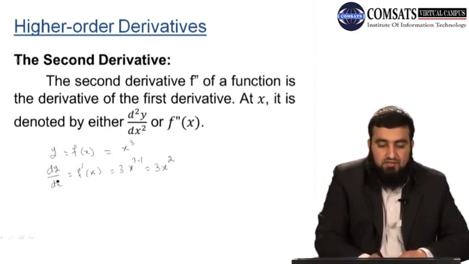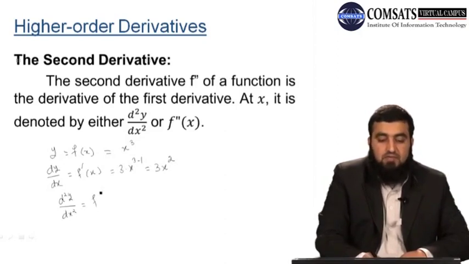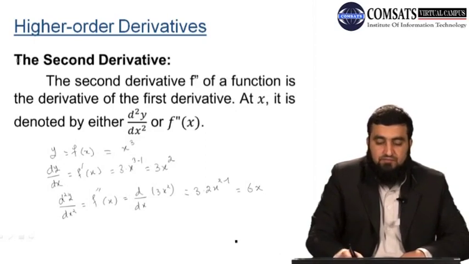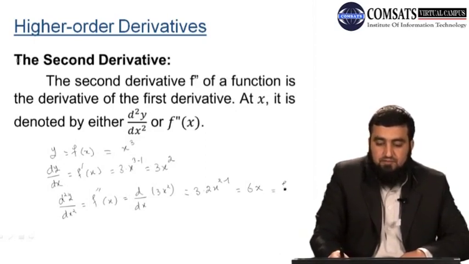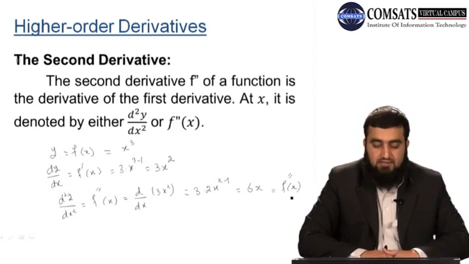So what is the double derivative? It is the second derivative, which is the derivative of f prime of x. So d square y by dx square, this is its notation, is equal to f double prime of x, and this is the derivative d by dx of 3x square. So this would be equal to 3 into 2 into x to the power 2 minus 1, which is 6x to the power 1. So the first derivative of x cube was 3x square and the second derivative is 6x.